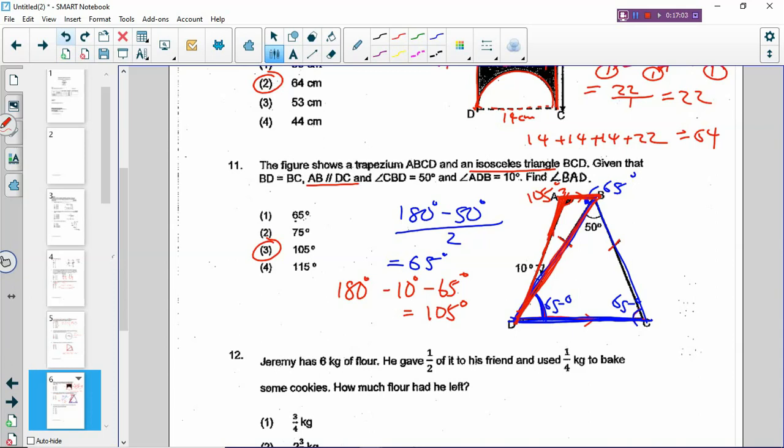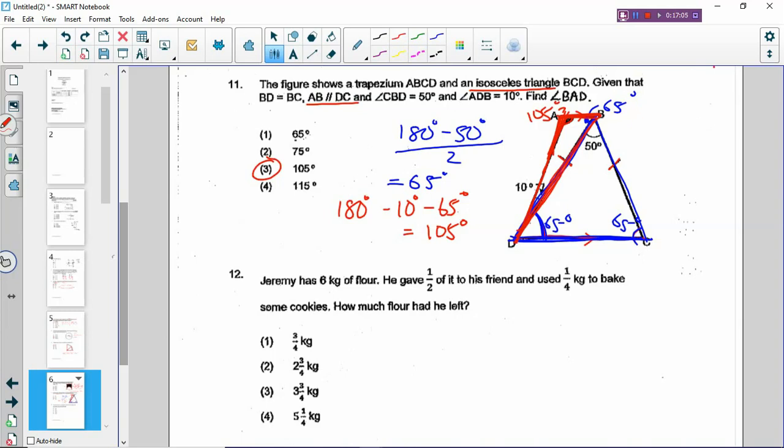Okay, question 12. Alright, so how do we do question number 12? Jeremy has 6 kg of flour. He gave half of it to his friend, and he used 1/4 kg to bake some cookies. How much flour had he left?